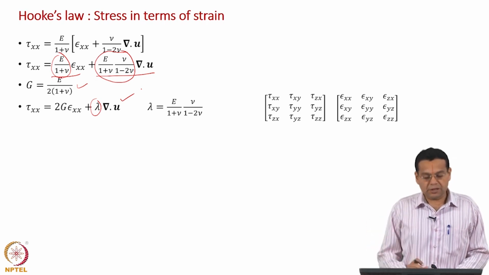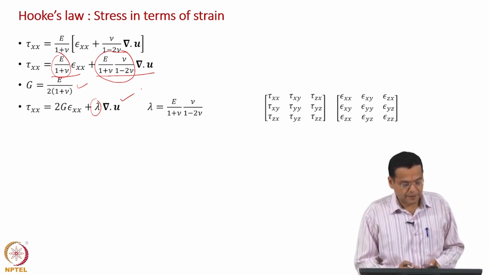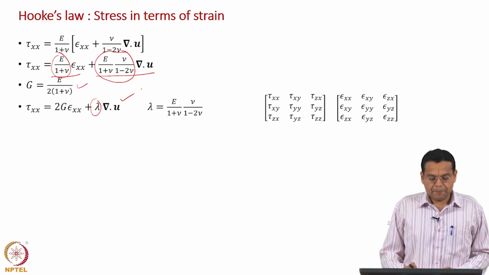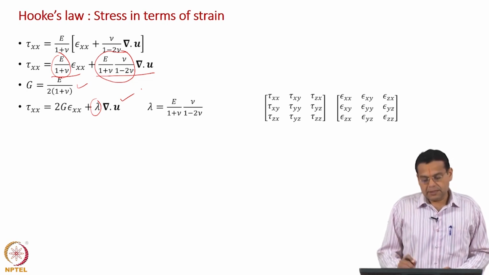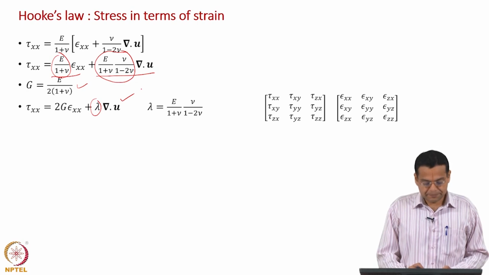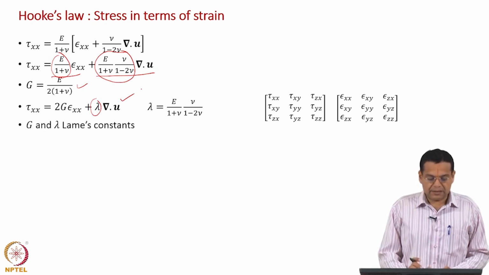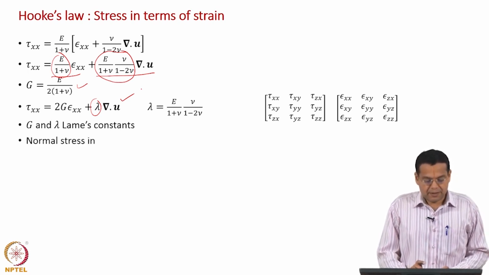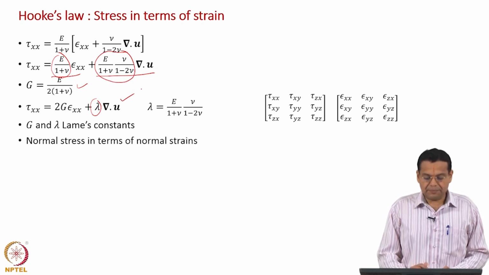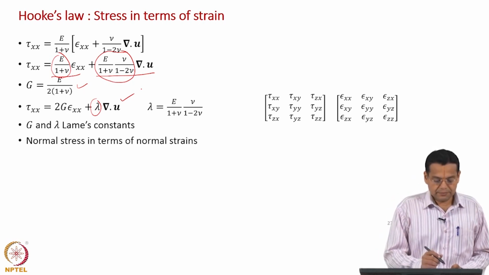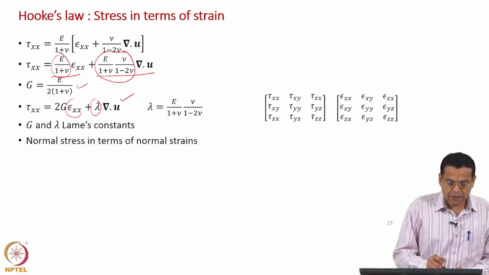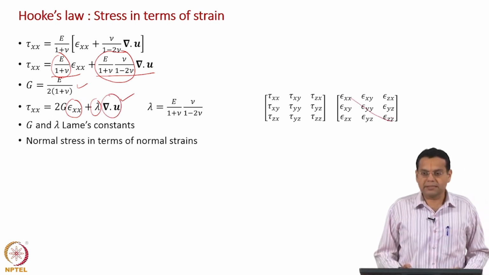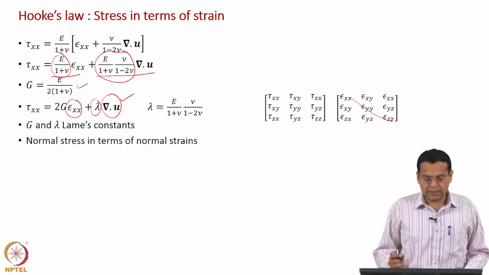Even when you later go to Newton's law of viscosity, it looks similar to this. So, tau xx is equal to 2G, where G is the shear modulus, times epsilon xx, plus lambda del dot u. G and lambda are called Lamé's constants. What we have done is express normal stress in terms of normal strains. On the right hand side you have epsilon xx, and del dot u is the sum of all the normal strains, so on the right hand side you have all the normal strains.